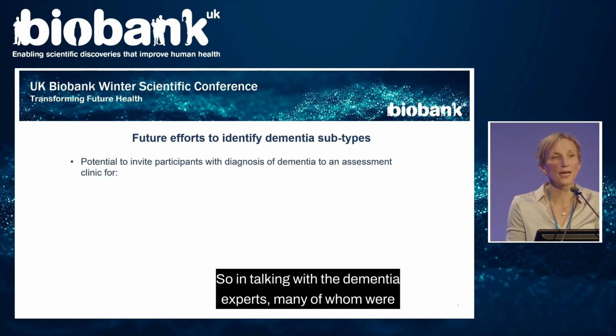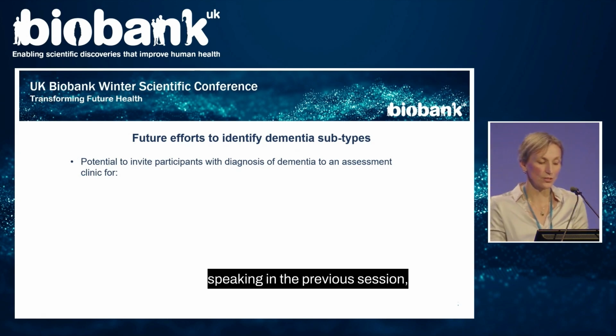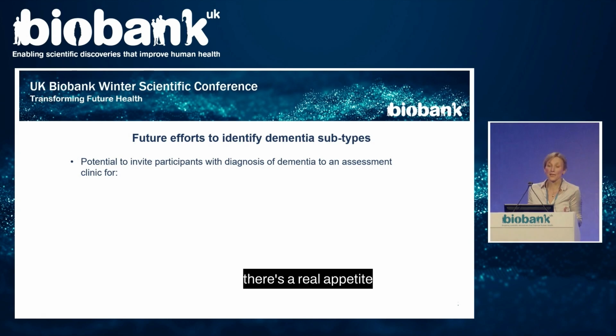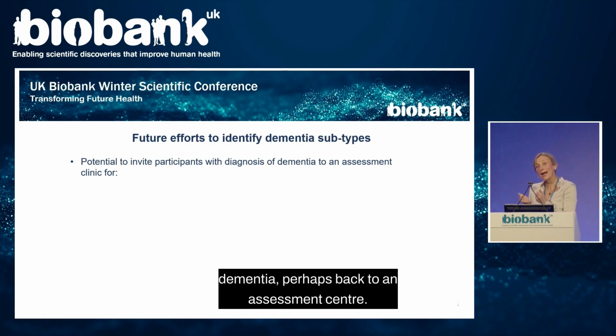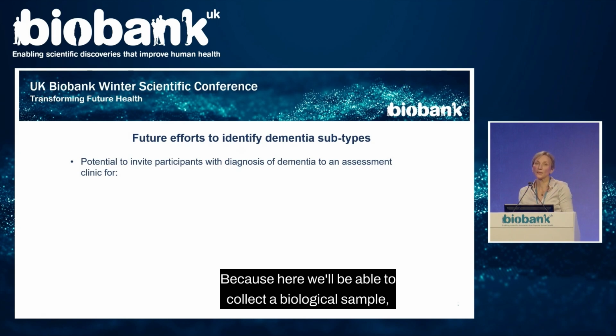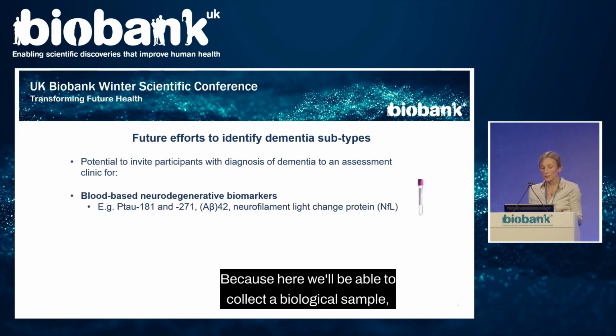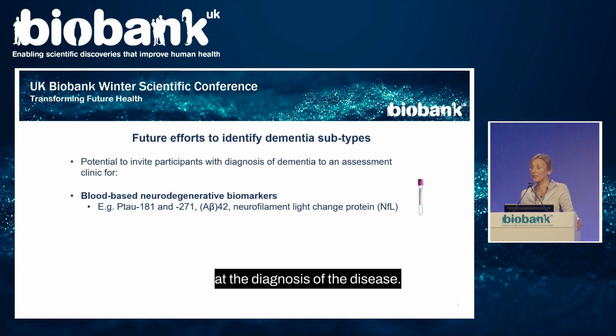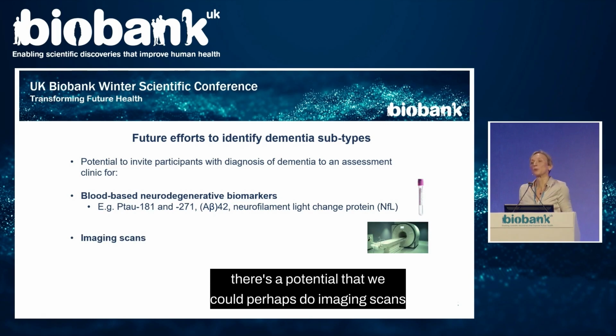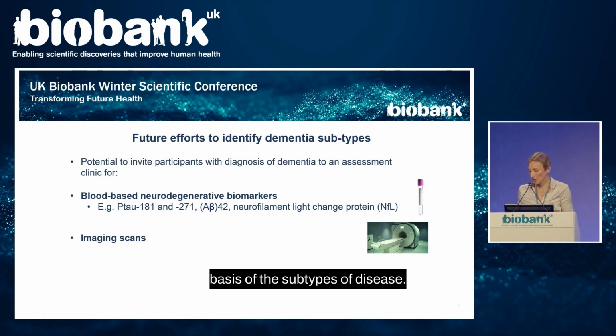So in talking with the dementia experts, many of whom were speaking in the previous session, there's a real appetite to potentially invite participants recently diagnosed with dementia, perhaps back to an assessment centre, because here we'll be able to collect a biological sample, and we'll be able to perform blood-based neurodegenerative markers, both at baseline and then also at the diagnosis of the disease, so you look at changes in time. There's a potential that we could perhaps do imaging scans on these participants so we can understand the pathological basis of the subtypes of disease.